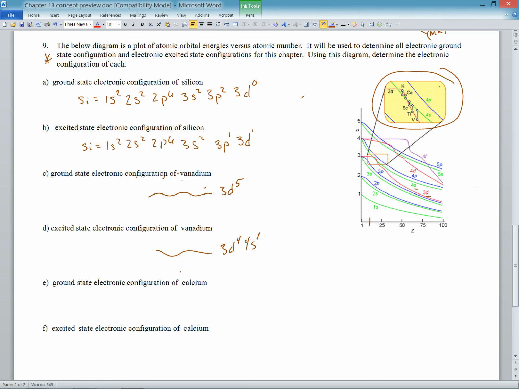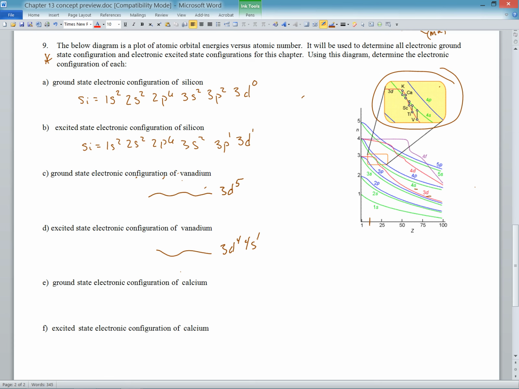Wait, what? So you do have to do it that way. Well, Dr. Smith, is 4f before 5p? Depends on which. Because this graph looks like it's the same area. They crisscross. Yeah. Depends on where you're at. Look, see how it depends on what your Z is.